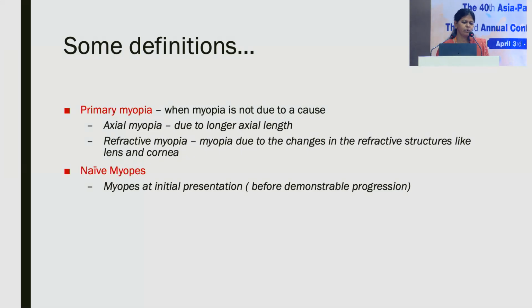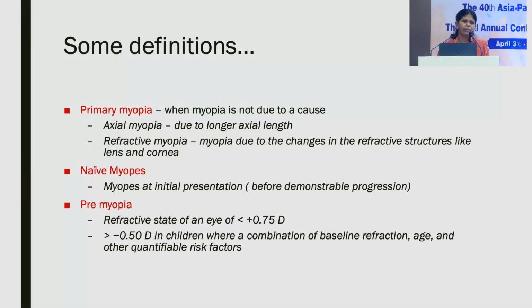What are naive myopes? Naive myopes are myopes at initial presentation. They can present with -0.5 spherical equivalent, they can present with -2, but at presentation when they are diagnosed first time as a myope is when we call them naive myopes. What are pre-myopes then? A refractive state of an eye with less than +0.75 diopters, we call them pre-myopes, especially in the background of family history of myopia, siblings with myopia. So they are children we should really pay close attention to.